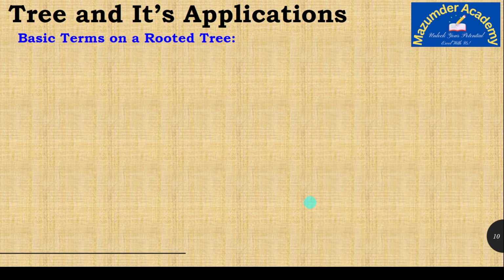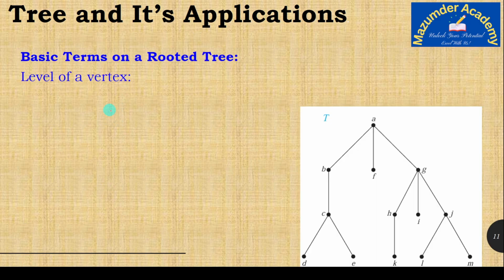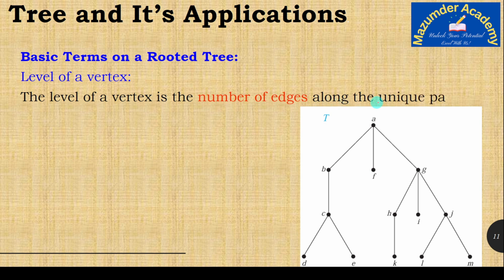Next, what are the basic terms on a rooted tree? So first we will see these all: level of a vertex, height of a tree, parent vertex, child vertex, sibling vertices, ancestor vertex, descendant vertex. These all concepts on a rooted tree we will understand one by one. Let us start. What is the meaning of level of a vertex? The level of a vertex is the number of edges along the unique path between the vertex and the root.